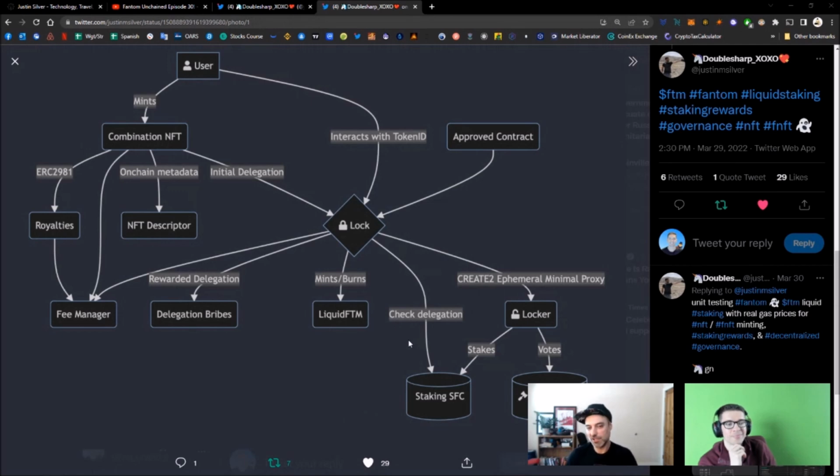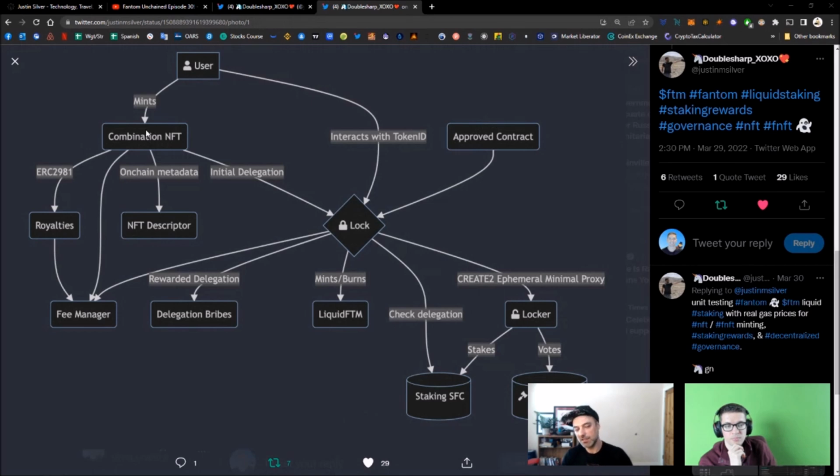And then there's also the approved contract thing on the top right there, which is meant to be purposely ambiguous. You can have an approval system so that you can say, hey, I want such and such contract from such and such DAO to be able to interact with my token ID on my behalf to do something. So that might be voting, that might be something else. So there's other creative things that you can start doing by making it composable and transferable.